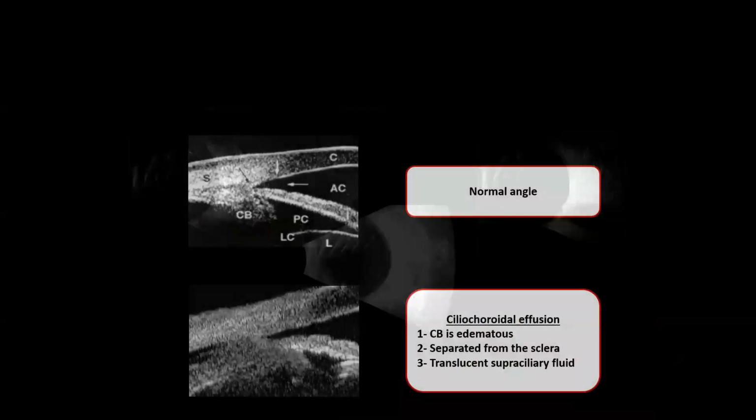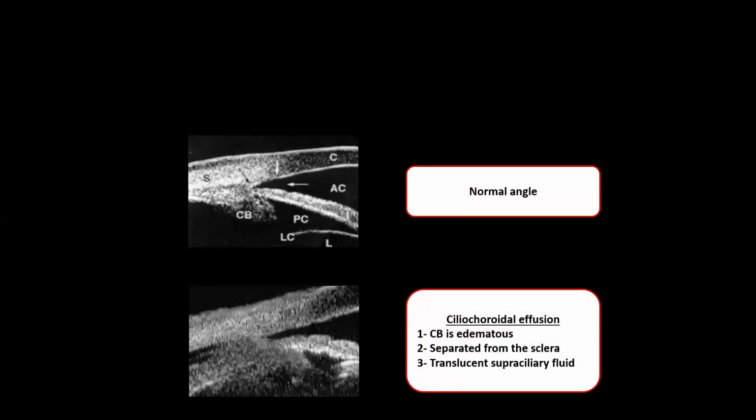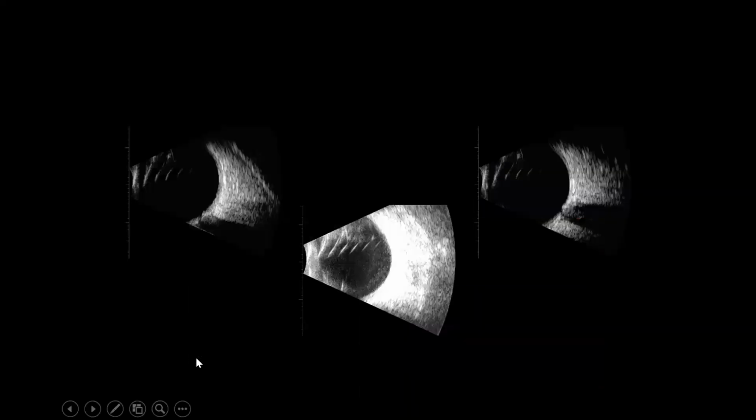Now, you did the B scan, and it did not show you anything. But you did the UBM, and it showed you a ciliocoroidal effusion. You can see that the ciliary body is edematous compared to the ciliary body here. And you can see that there is separation of the ciliary body from the sclera. And you can see that there is translucent supraciliary fluid. Remember that, we just go to the previous slide.